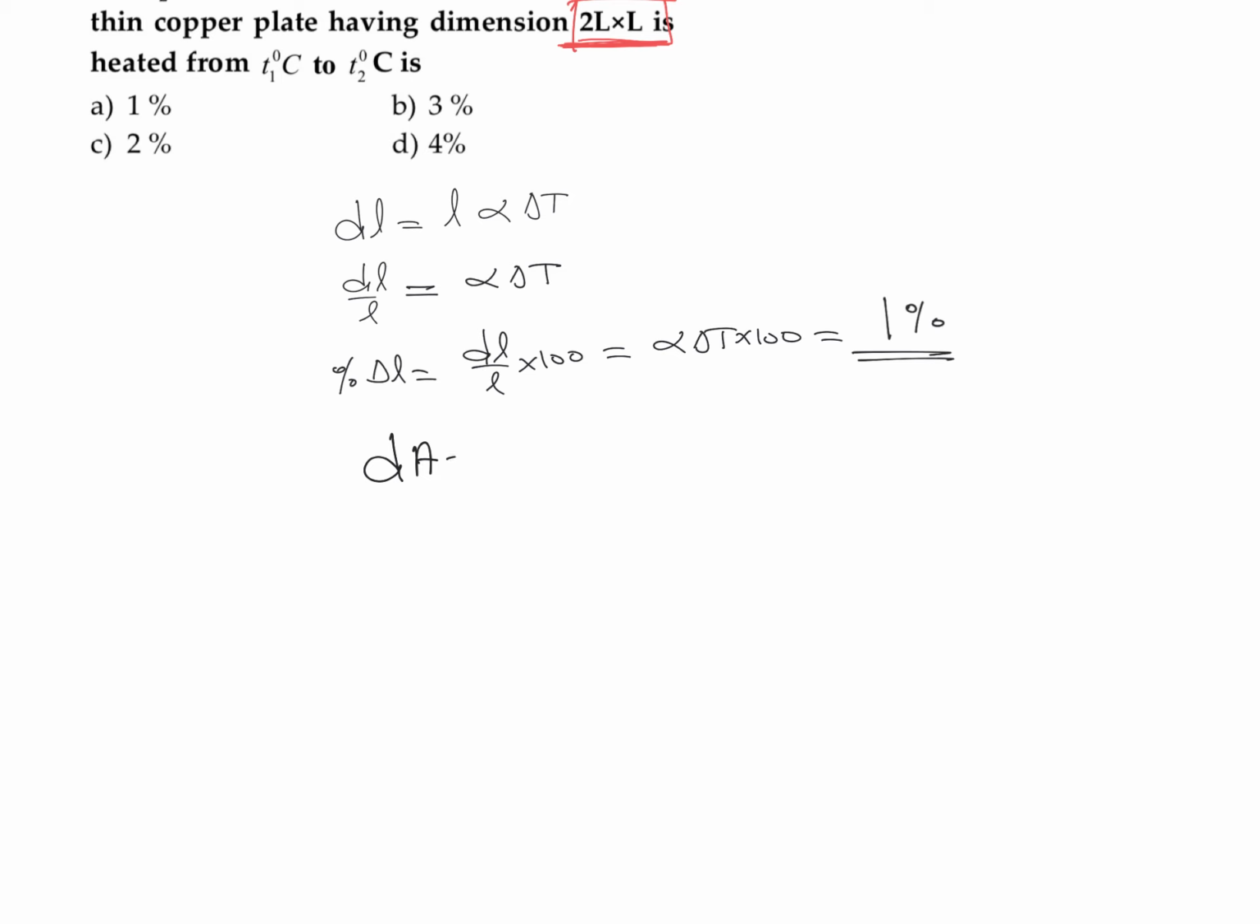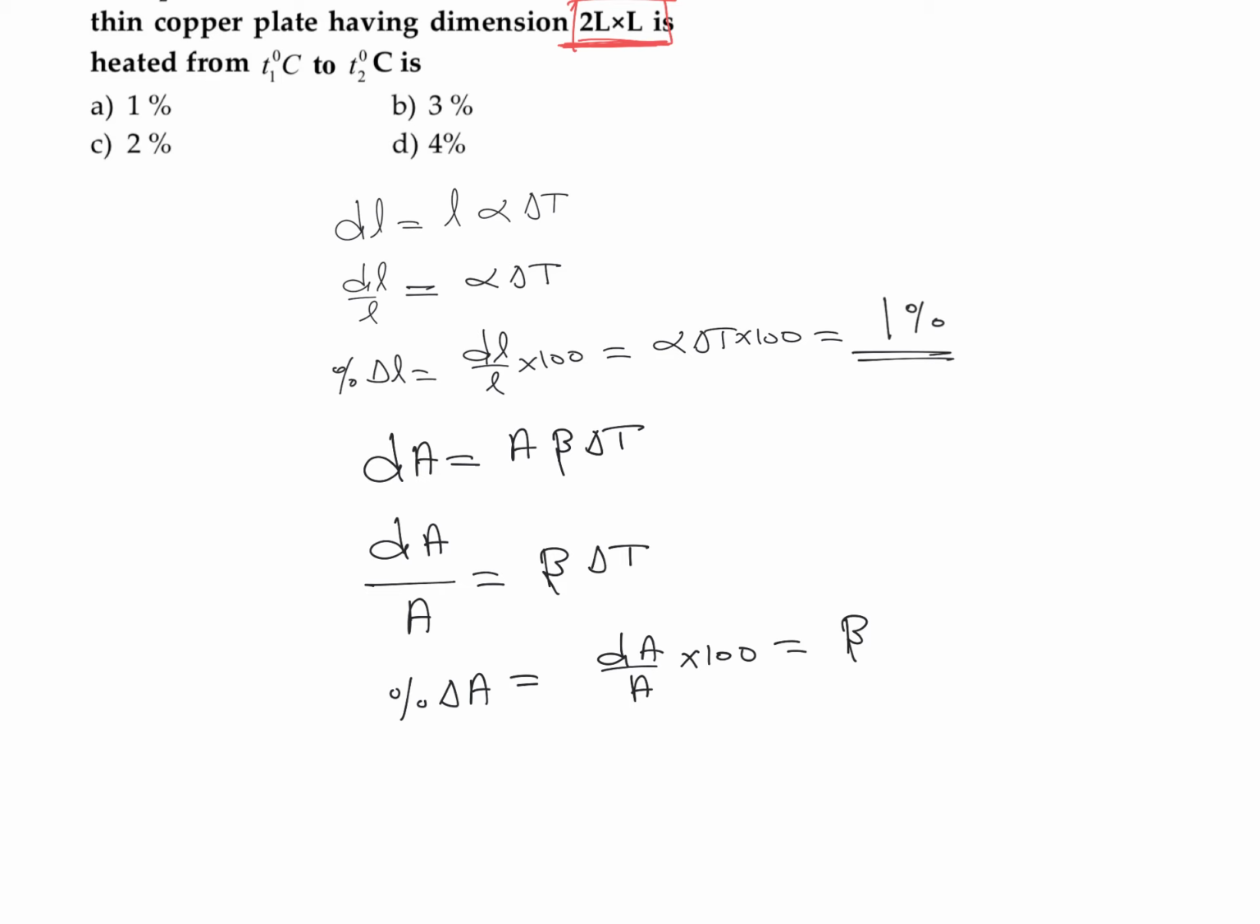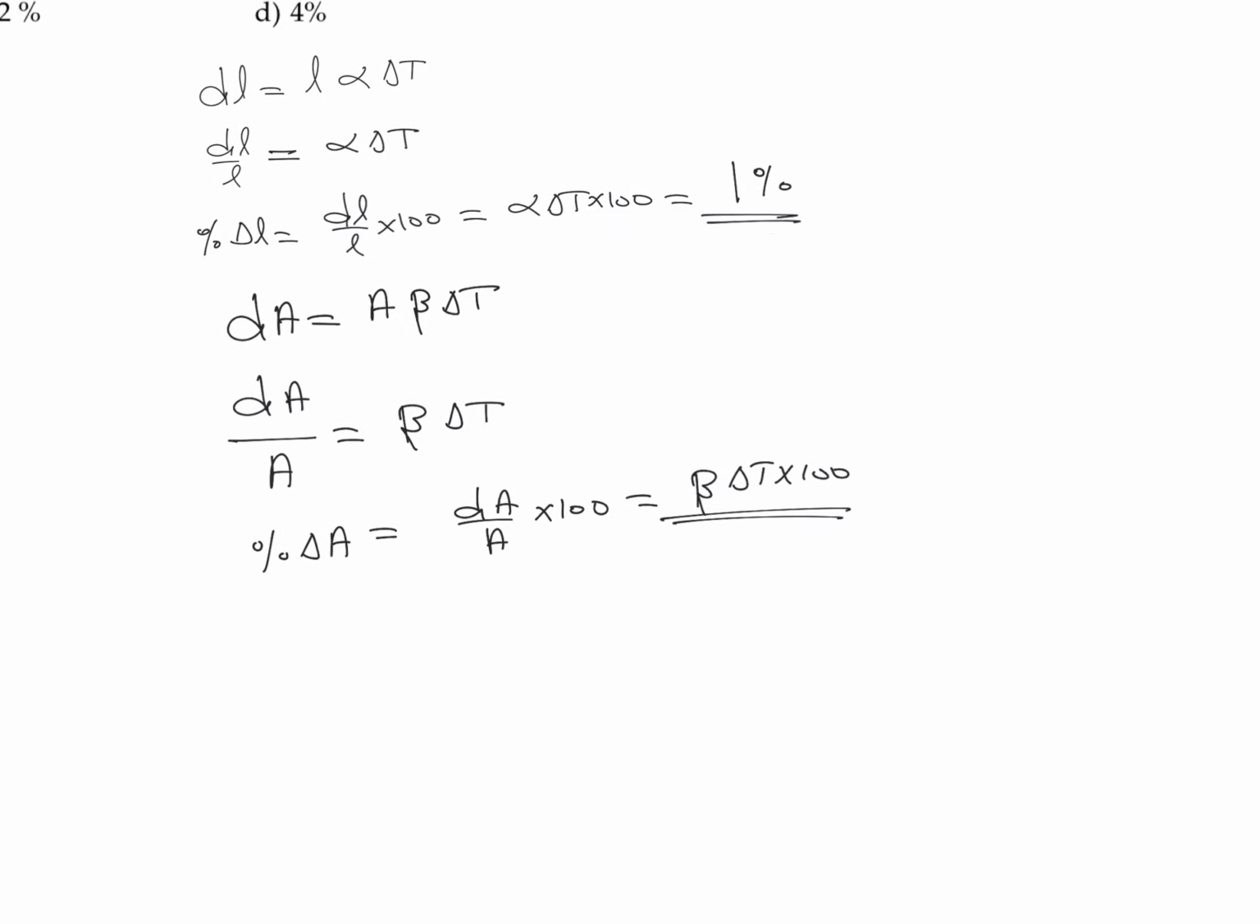We can write the equation for change in area as initial area into beta into delta t. So the change in area divided by initial area is beta into delta t. The percentage change in area is the change in area divided by the actual area into 100, which is beta into delta t into 100. So irrespective of the value of the initial area, the percentage change in area is a constant. It depends upon beta and delta t, not upon the initial area.